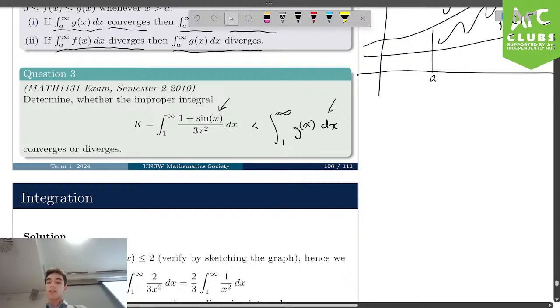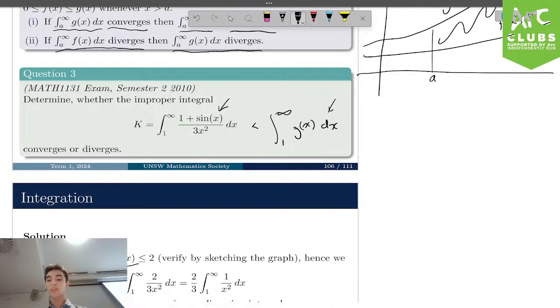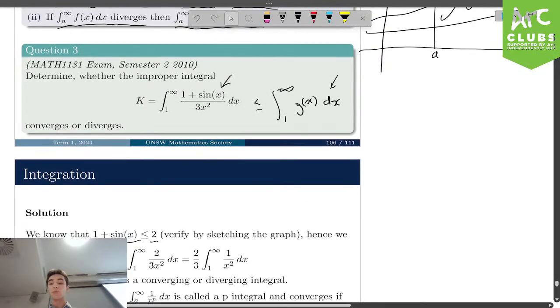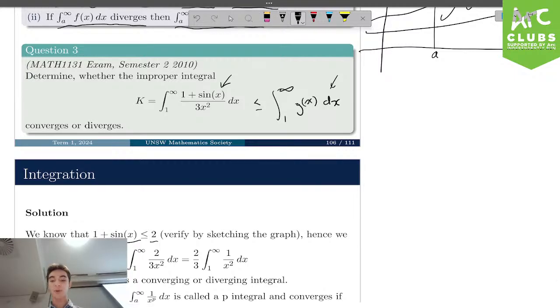What we know is that this top part, 1 plus sine of x, is always going to be less than or equal to 2, because sine of x is always less than or equal to 1. So here we've got a function that is larger than or equal to our original integrand, which is 2 over 3x squared. And the integral that we end up with is this particular integral here, 1 over x squared, and we're trying to check if this converges or diverges.